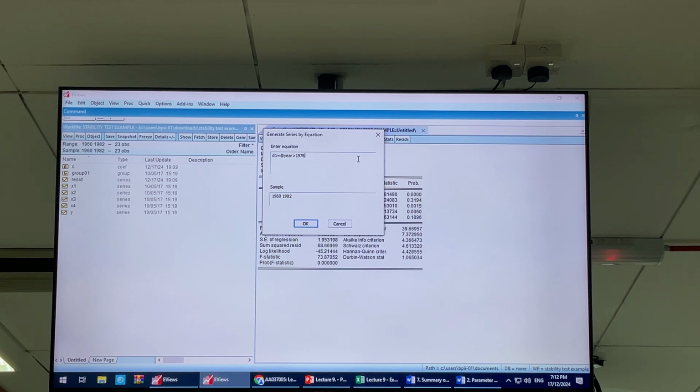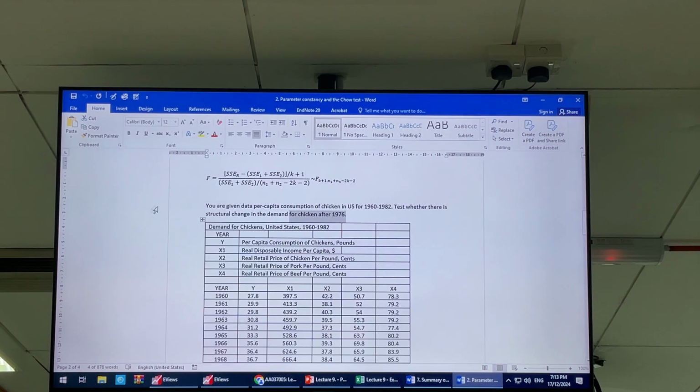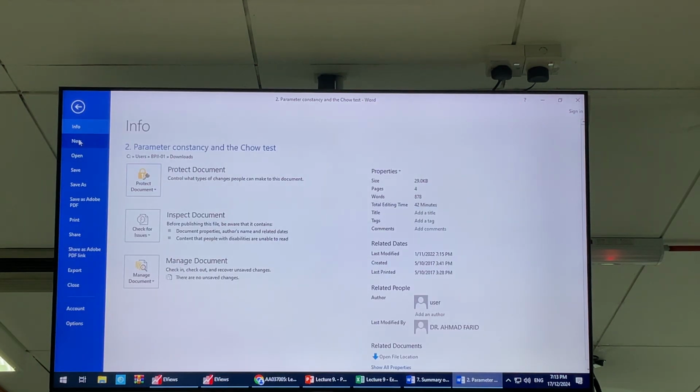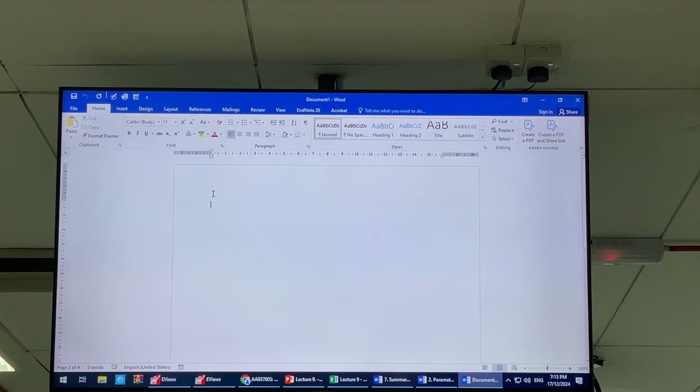Okay, you can see now. So D1 equals, you generate the series and then D1 equals @year greater than 1976.